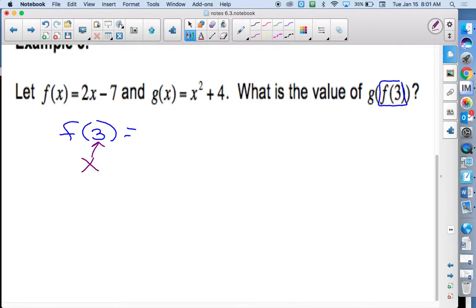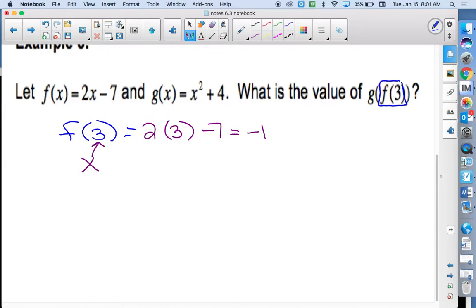So you go to the f equation and you replace x. We did this last week on that domain and range worksheet, the small domain and range packet. So in the f function, instead of x, we're writing a 3. Whatever is in parentheses replaces x in the function that's outside the parentheses. So Connor, this gives us a -1. So f of 3 is equal to -1.